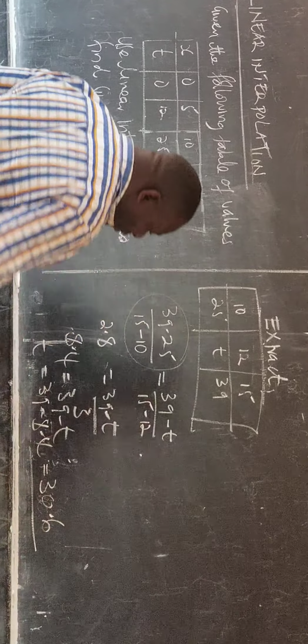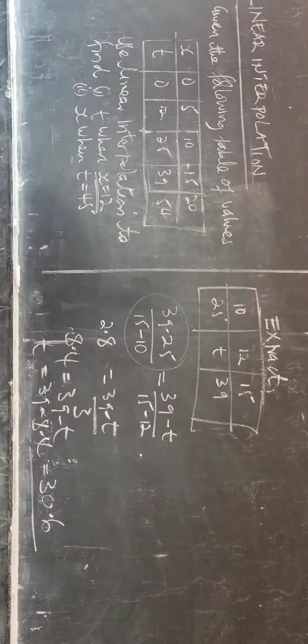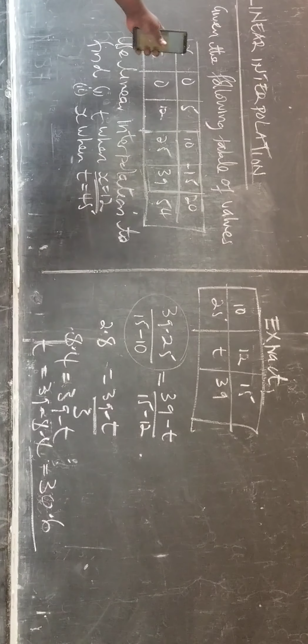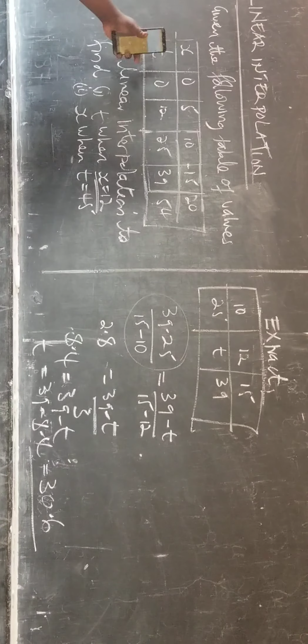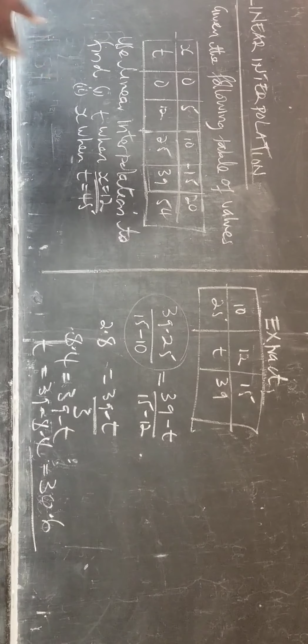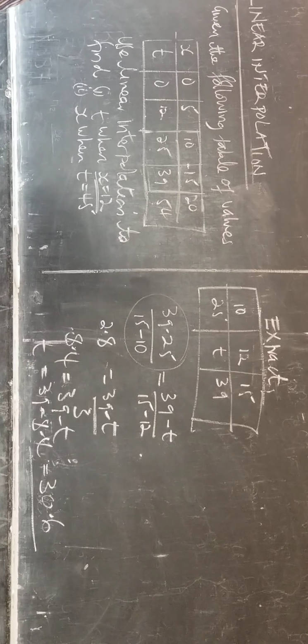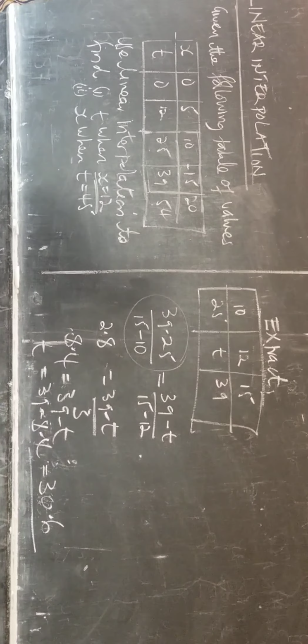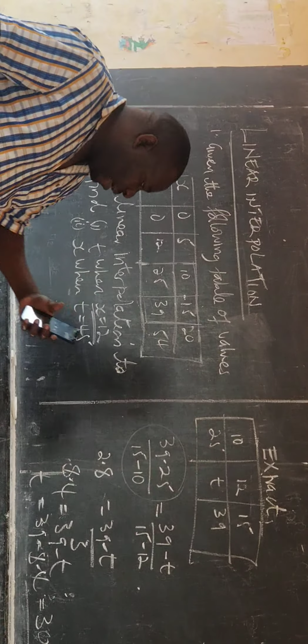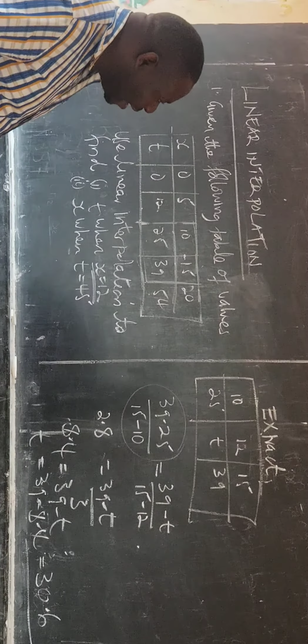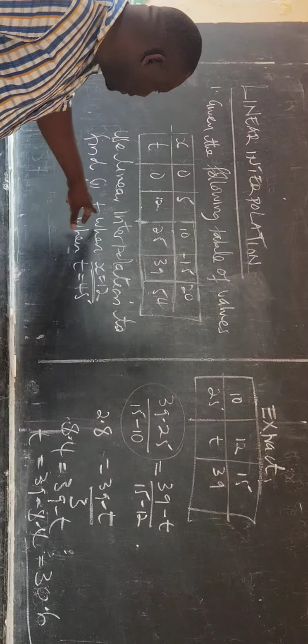So t equals 30.6. They do not state any units, so we don't state any. Maybe these are meters or degrees or something, but if they understood the units they would include them in our calculation, but there are no units, so we don't bother putting them. So that is how we can find the value of t when x is 12.